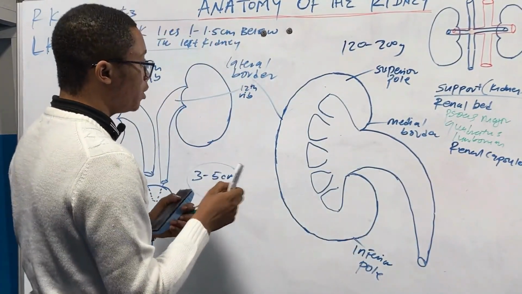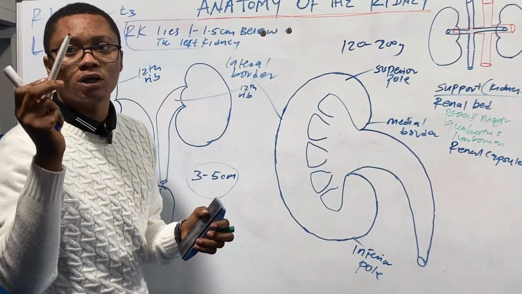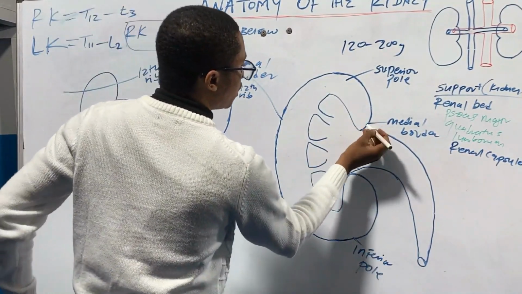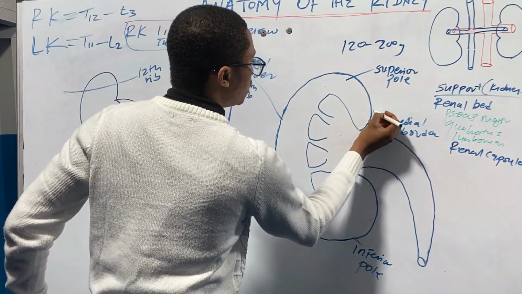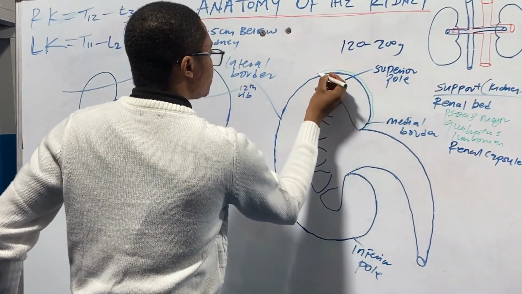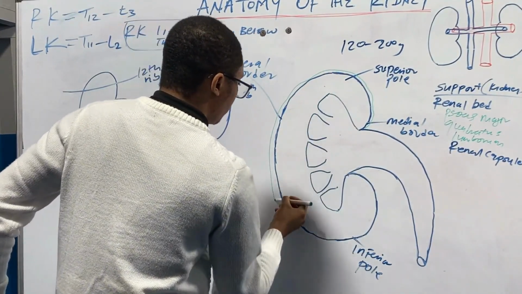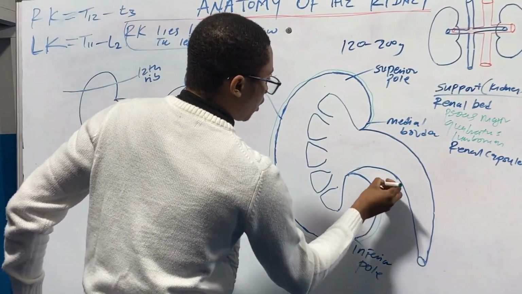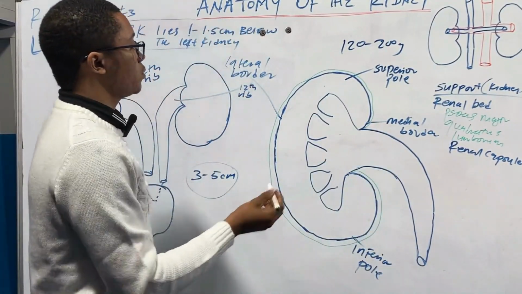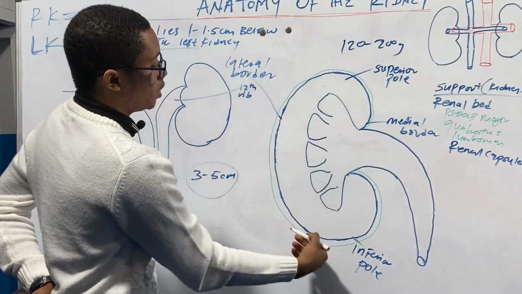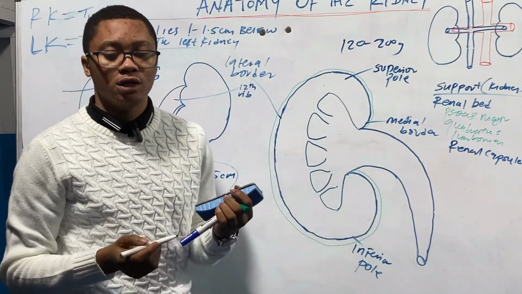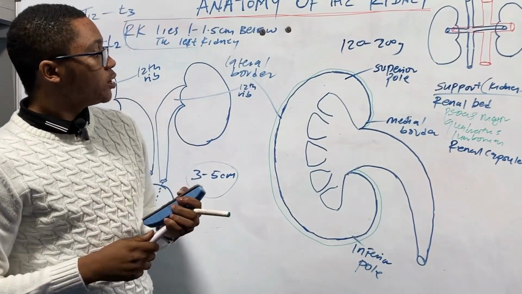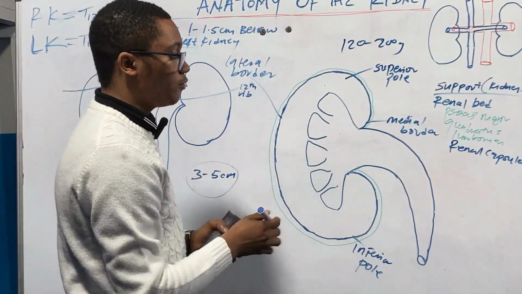All right. So I will draw the renal capsule with the green pen. The renal capsule is just like this, surrounding the kidney. So this is the renal capsule. It covers the kidney, so it's a supporting system of the kidney.